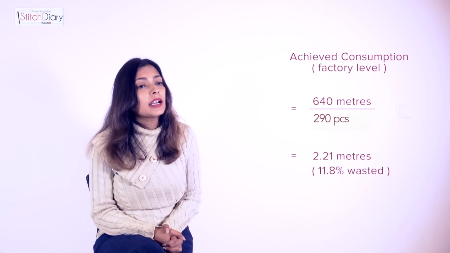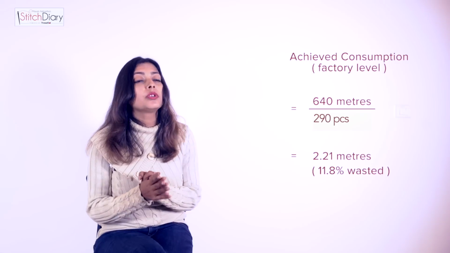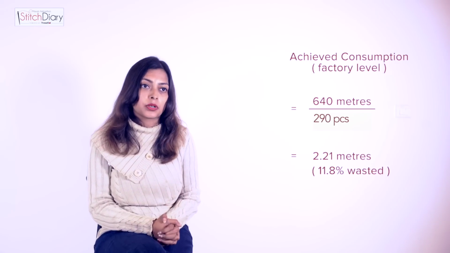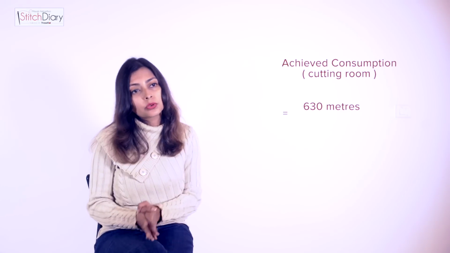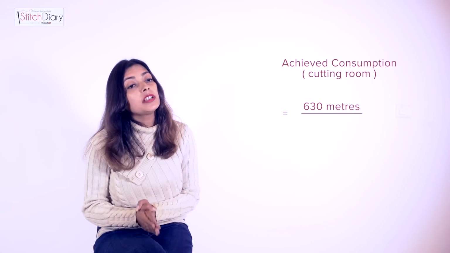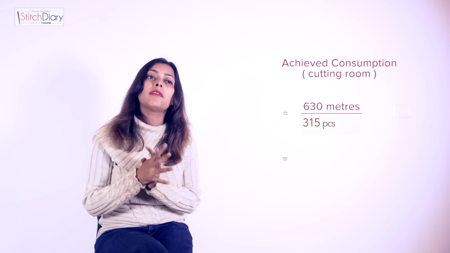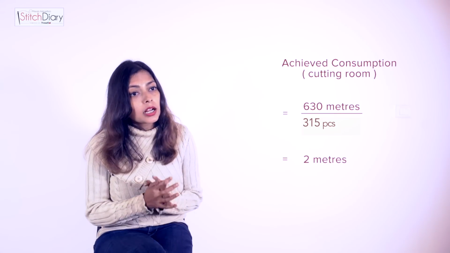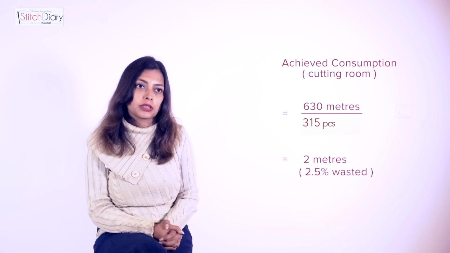Now, to understand the cutting room performance, or to define achieved consumption as per the cutting room, it will be calculated as 630 meters, which was actually issued to cutting, divided by 315 pieces which were issued from cutting to sewing. So we arrived at a number of 2 meters. The cutting room resulted in a wastage of 2.5%. Achieved consumption is a very important indicator and should be closely monitored in every factory.